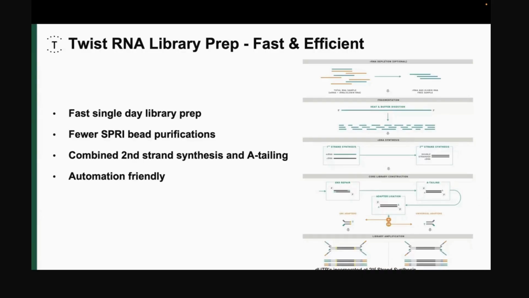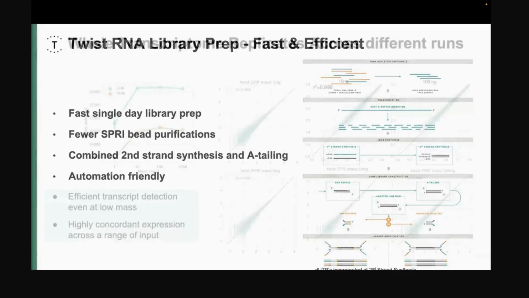Once double-stranded cDNA is ready, you start with end repair followed by dA-tailing, which is again a one-step reaction. Once you have dA-tailed cDNA fragments, there is adapter ligation, and once the adapter ligation is done, you start with library amplification. This entire workflow is a very fast, single-day library prep workflow. It also requires fewer SPRI bead purifications. As I mentioned during the workflow description, it combines end repair and A-tailing in one step. It is also automation friendly.